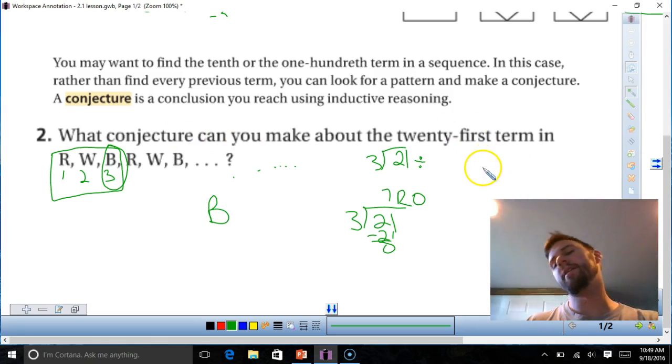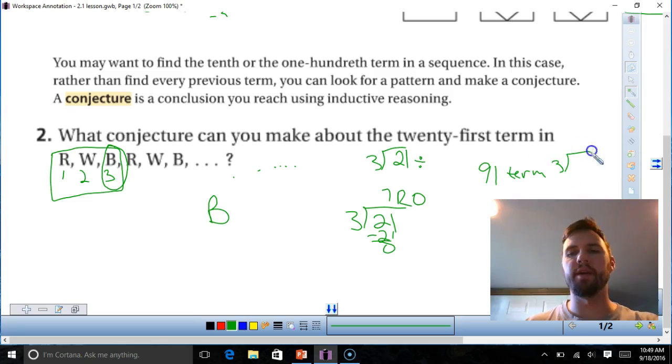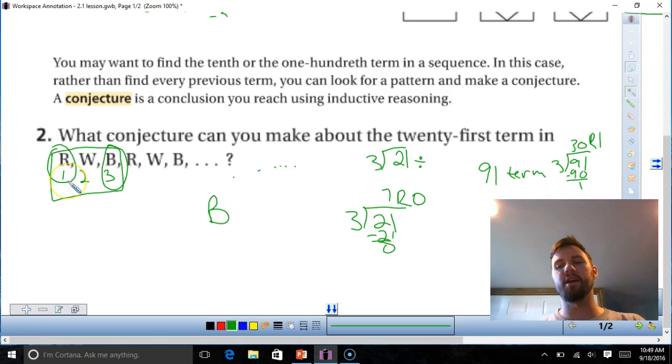Now what if I want to find the 91st term? Well, I could do 91 divided by 3, which is 30, remainder 1. Remainder 1, well, that'd be R, because R is 1. 1, 2, remainder 0. We'll do some more of these. You could just write it out if you want to. Say every third term is 3, 6, 9.